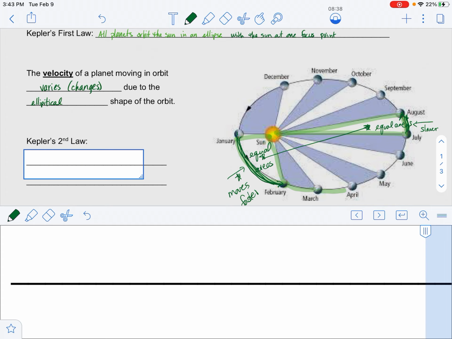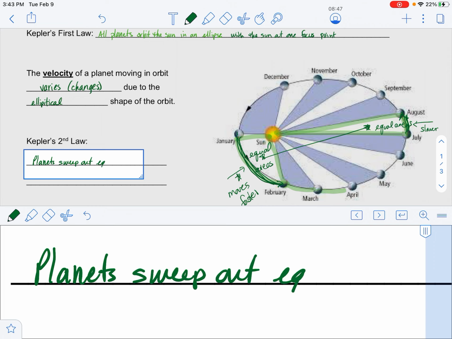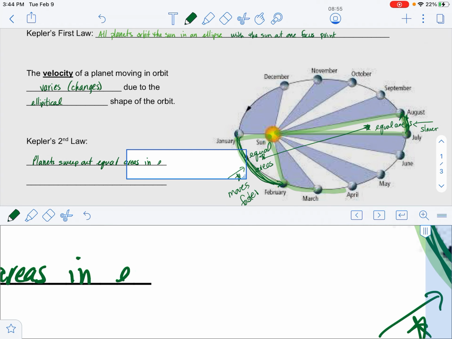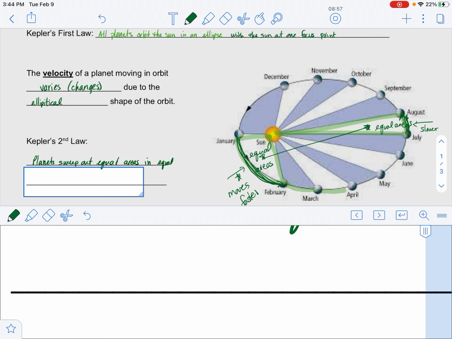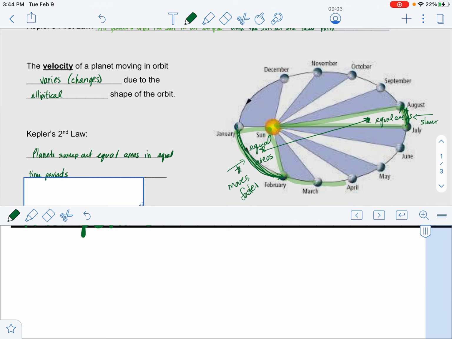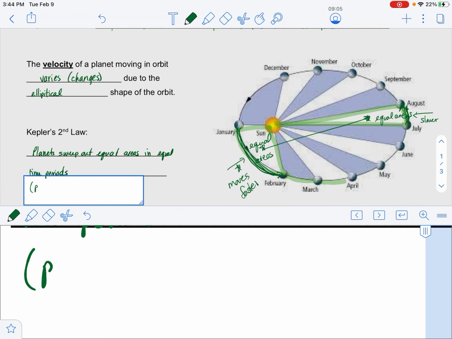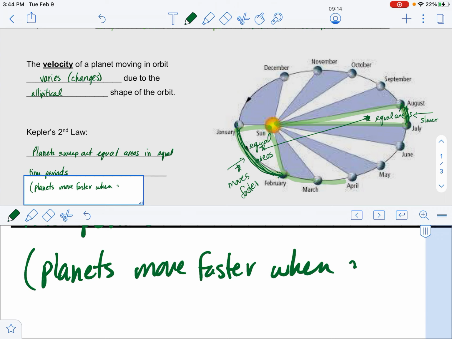The way that Kepler said it was like this. Planets sweep out equal areas in equal time periods. And like we said, the practical application of that is that planets move faster when they are closer to the sun.